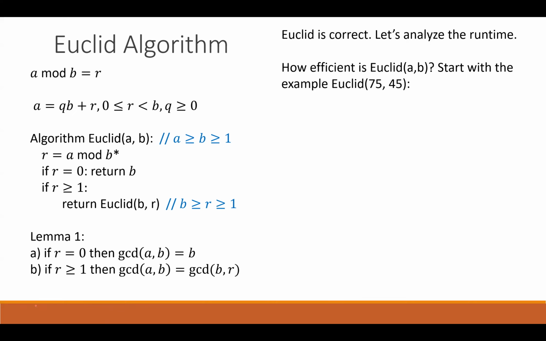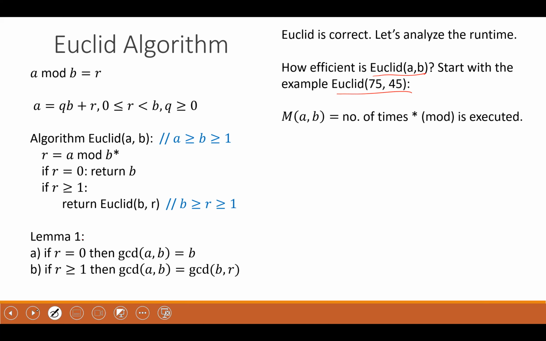Okay, so let's look at the runtime. So how efficient is a call to Euclid AB? So we'll look at this example. So yeah, we want to count the number of times this mod step is executed. So this will be our significant operation that we're going to count. And we're going to let this function MAB be the number of times this mod is executed, so the star.